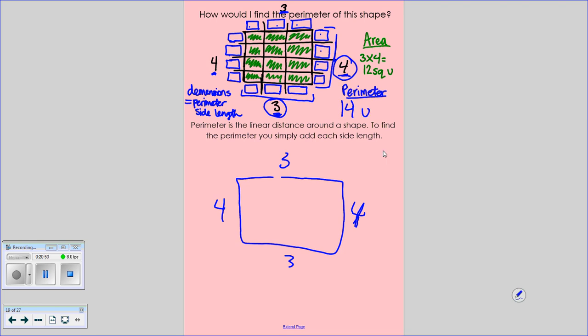Let's say I don't want to do all that drawing in boxes, and I know my dimensions tell me my side length. Draw the same shape again, but just in pencil. Bare bones. No squares, no boxes. From here, I'm going to add up my dimensions. I'm going to say 3 plus 4, plus my other dimension up here is a 3, plus my last dimension is a 4.